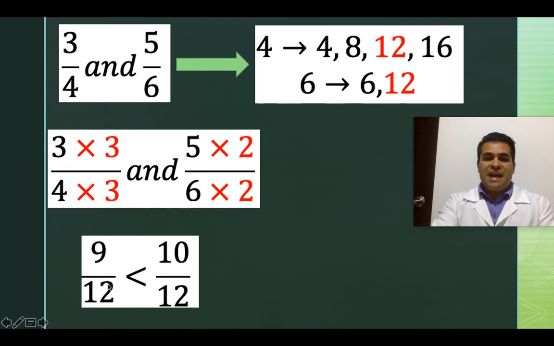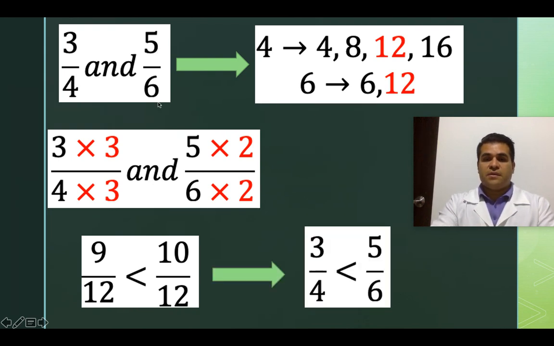Okay, 9 is less than 10. So 9/12 is less than 10/12. And 9/12 represents 3/4. And 10/12 represents 5/6. So it means that 3/4 is less than 5/6. As you can see here, that's the other way to do it.